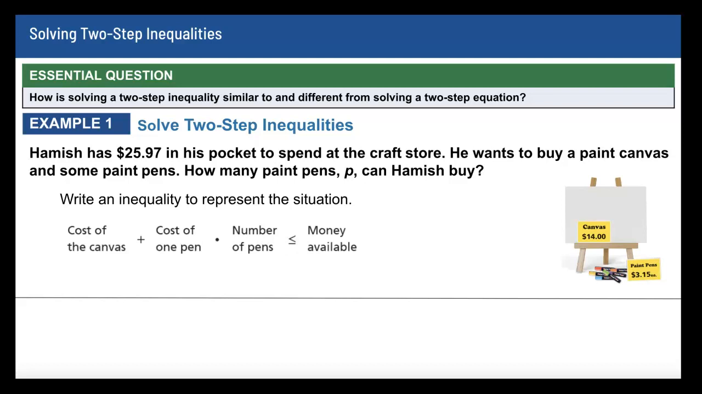The cost of the canvas is straight out one cost, which we can see from the picture is $14. He only wants to buy one. Then the cost for the paint pens depends on how many paint pens he buys. So we have the cost of one pen, which is $3.15, times the number of pens he would need to buy. So we have this: the cost of the canvas is 14, plus the cost of a pen times whatever number of pens, is less than or equal to 25.97.